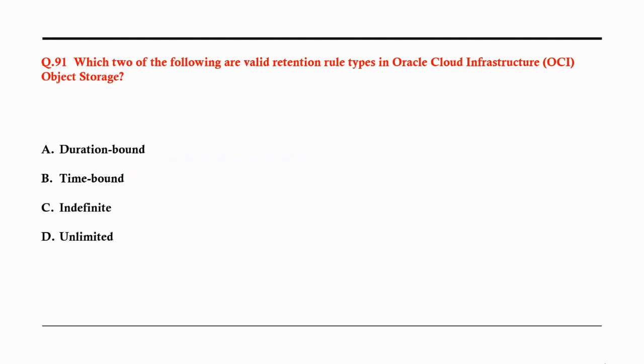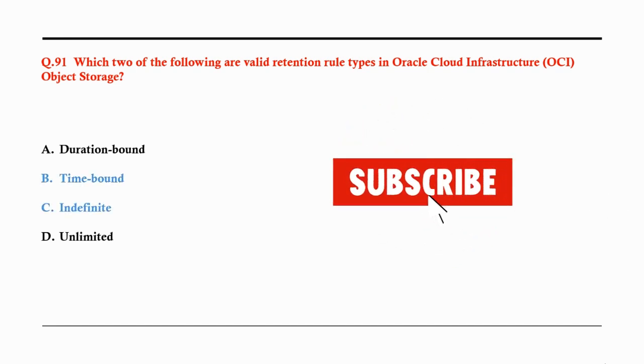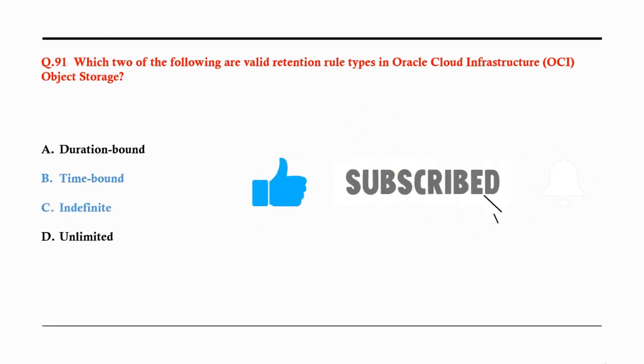Question 91. Which two of the following are valid retention rule types in Oracle Cloud Infrastructure Object Storage? The correct answer is B and C. B, time bound, and C, indefinite.